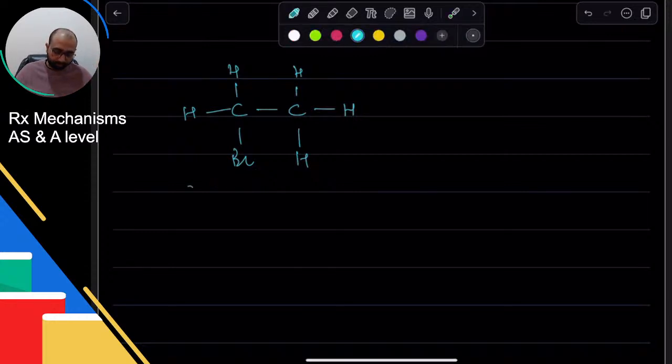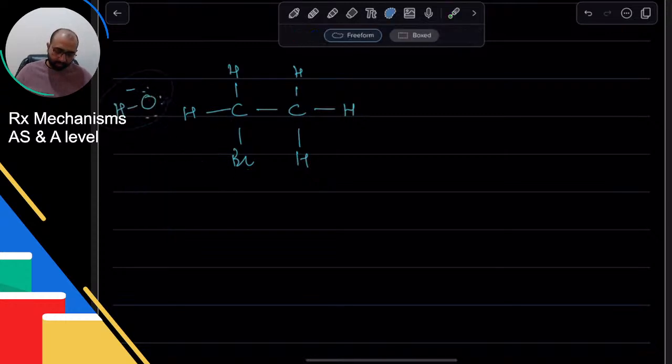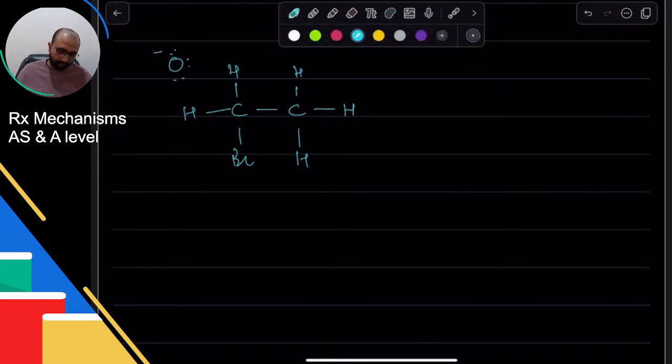So if the OH were to attack from here, then this bromine will simply repel it. It cannot allow it to come in. So that's why this OH has to find a place where it can easily attack. So I'm just going to focus on the lone pairs. So now this lone pair can attack it. Why? Because they already have positive and negative charges. Alright, so now this can attack it.